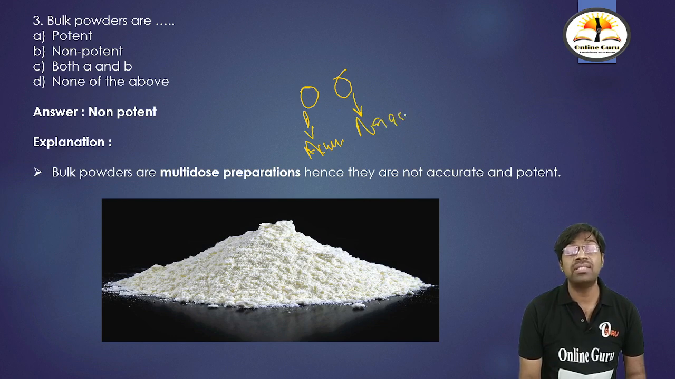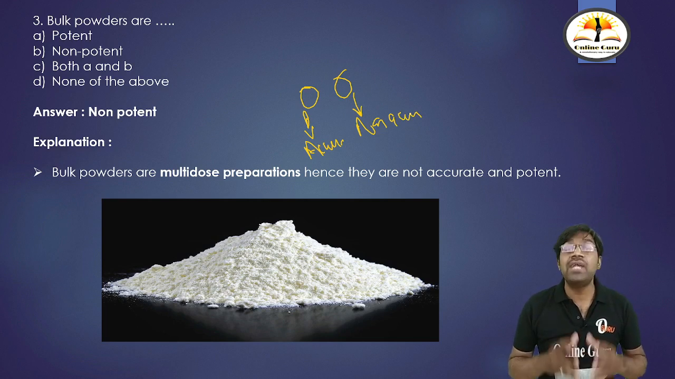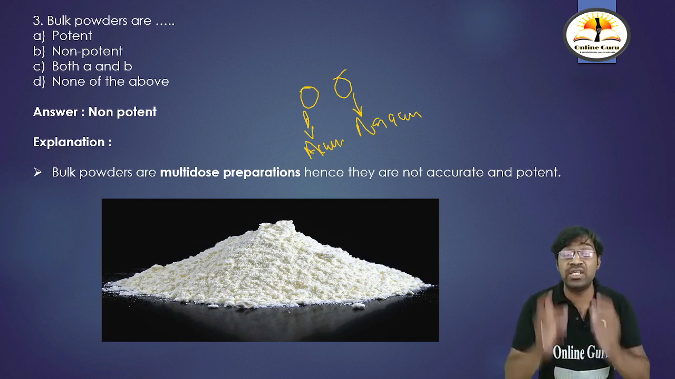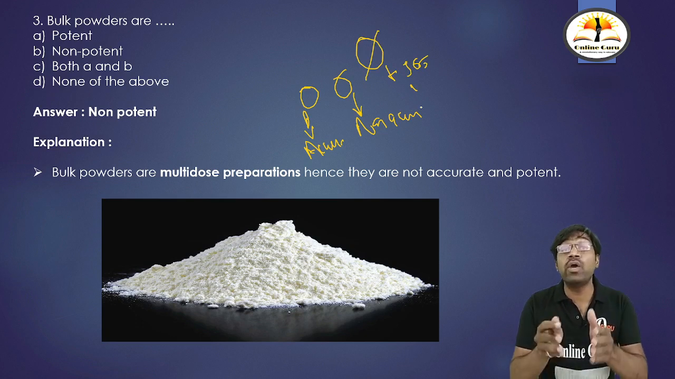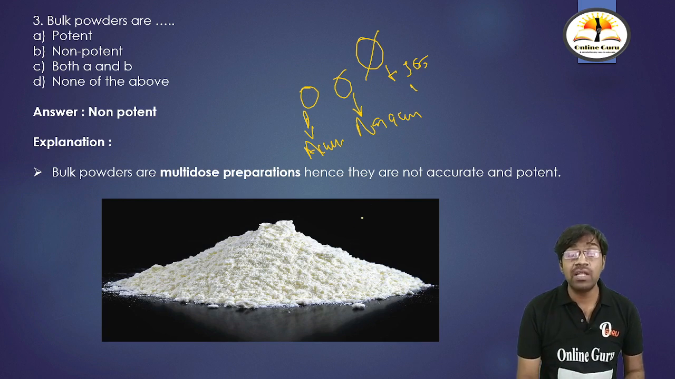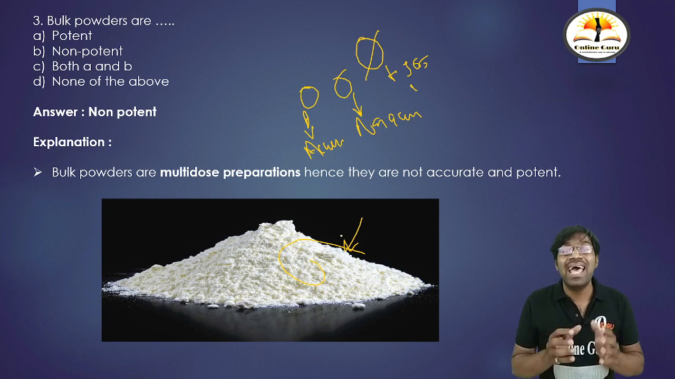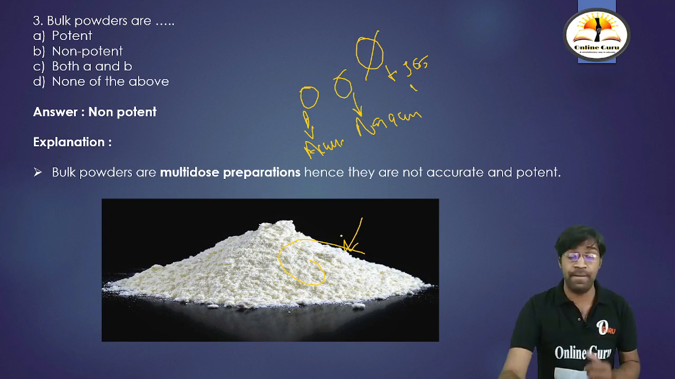Take an example, Crocin. It will have 500 milligram of paracetamol. Crocin will have 500 milligram of paracetamol. It is a potent dose, a unit dose. It is a highly accurate dose in contrast with bulk powder. But when we speak with respect to bulk powder, it does not have a specific dose. Hence, it is non-potent. It does not have accuracy. It is a multi-dose preparation.